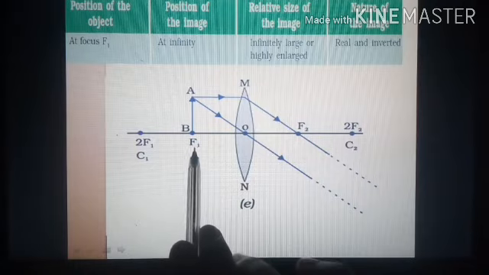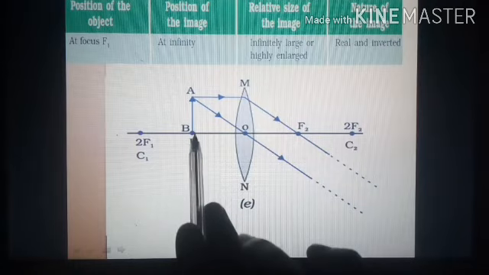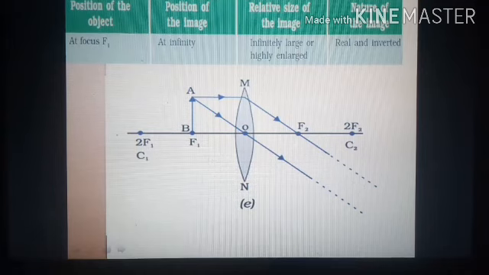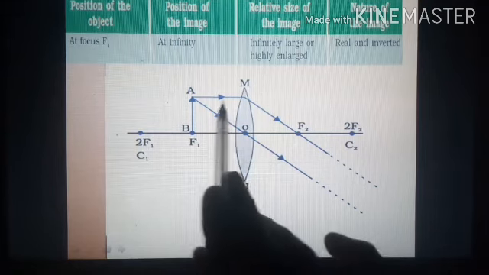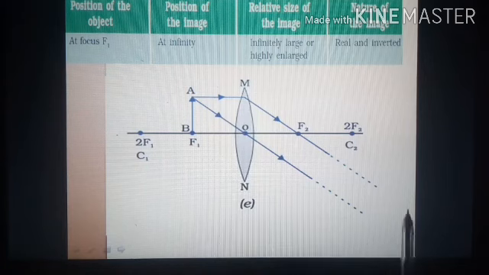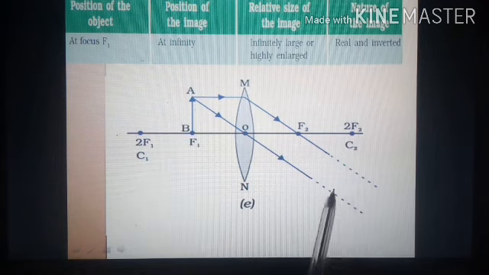Next point is focus. AB is the object. The same two rays can be taken. The first ray is parallel to the axis, so after refraction it goes through the principal focus F2. The ray passing through the optical center goes without deviation, like this. So both rays are parallel.